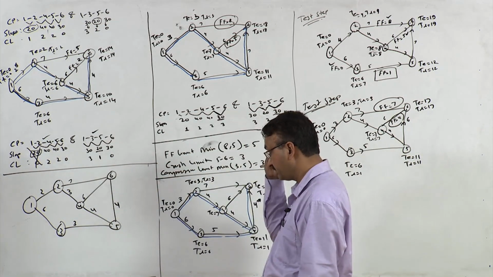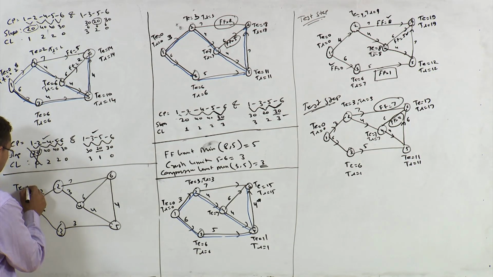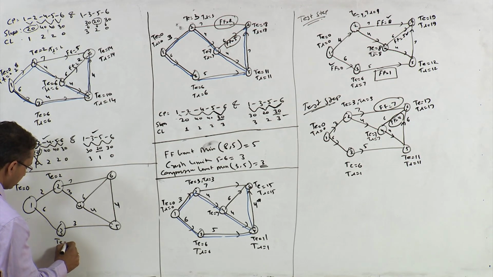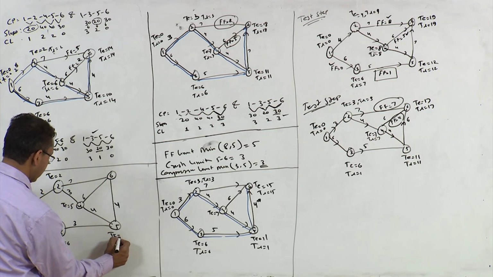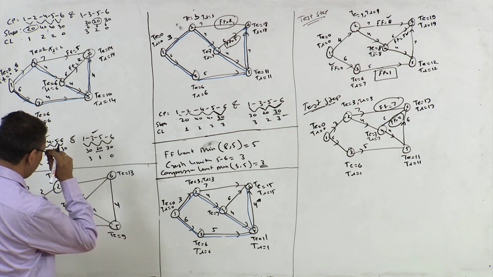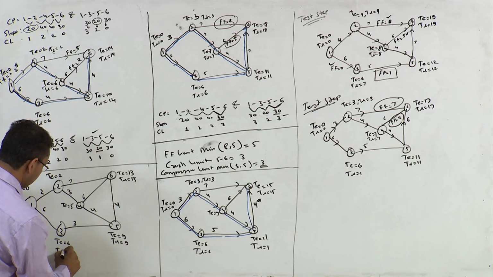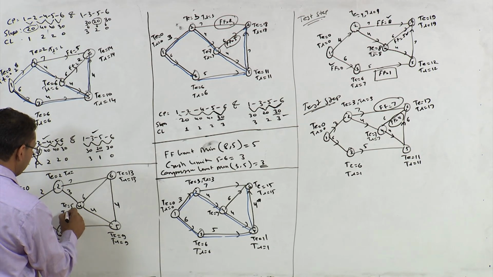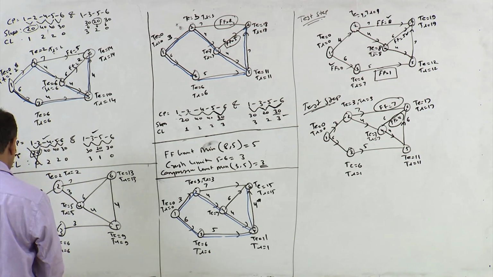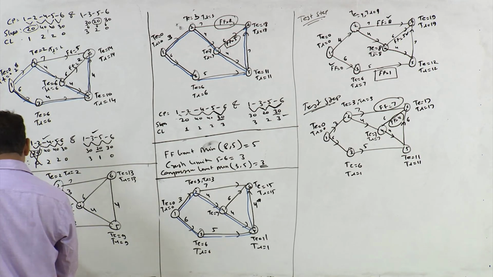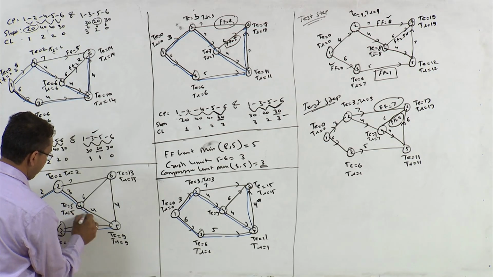Let us find out critical path. And for critical path, you just calculate T and TL values. So T is 0, T is 2, T is 6, T is 5, T is 9, right? And T is 13. Again, TL 13, TL 9, TL 6, TL at this is 5, TL is 2 and TL is 0, right? Critical path will remain same, right? So critical path is this.